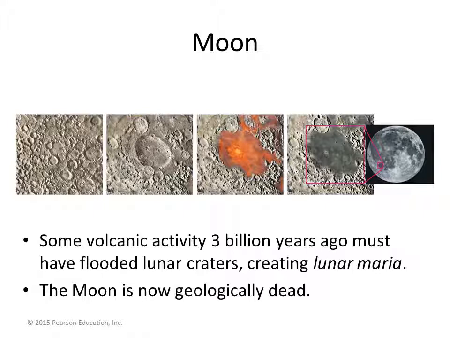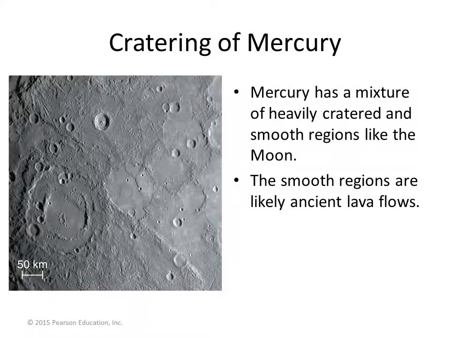So we think, going from left to right across this page, there was heavy impact cratering, big and small impact craters. Some of those craters were filled with lava, creating these flat lands or maria, and that's what we see today. Cratering of Mercury was a mixture of heavily cratered and smooth regions like the Moon. And the smooth regions are likely ancient lava flows.